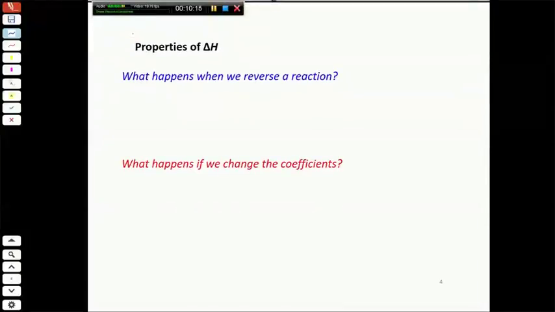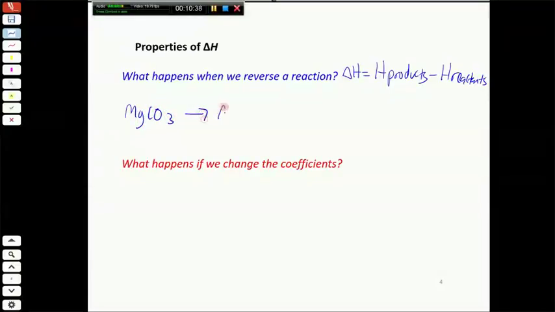So let's say we reverse a chemical equation. We know that delta H is equal to the enthalpy of the products minus reactants. It's always final minus initial. In a chemical reaction, the final state is your products. The initial state is your reactants. So that's the definition of delta H. So if we have a chemical equation, let's say magnesium carbonate decomposing to magnesium oxide and carbon dioxide, delta H for this reaction is positive 117 kilojoules.